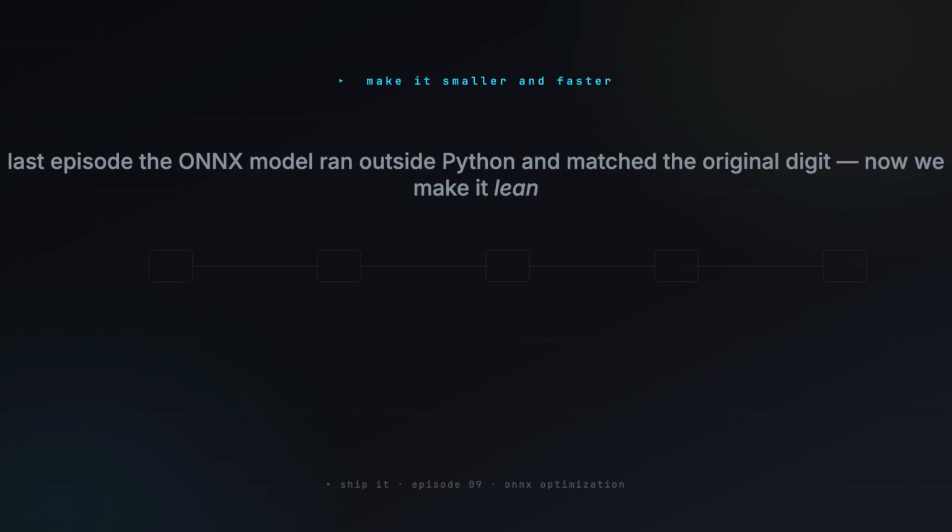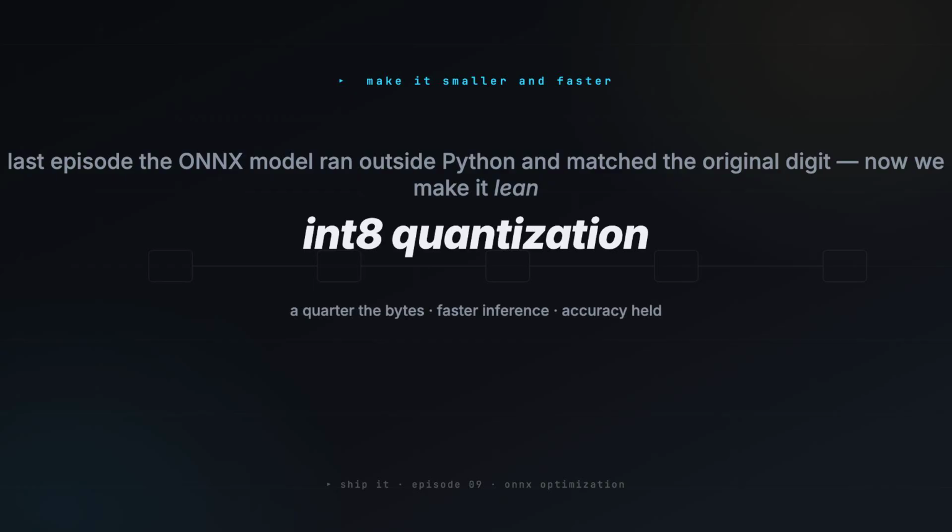Last episode, you exported a trained model to ONNX and watched it run outside Python, identical to the digit it ID'd. So now it runs anywhere, but runs was never the goal. The goal is runs fast and small enough that the pager stays quiet. Today, we make the same model lighter without breaking it.